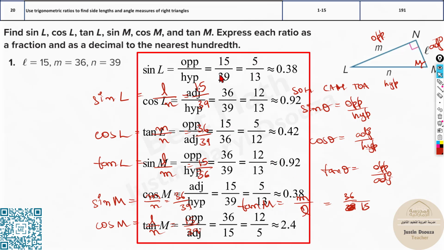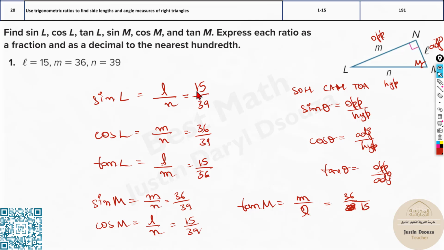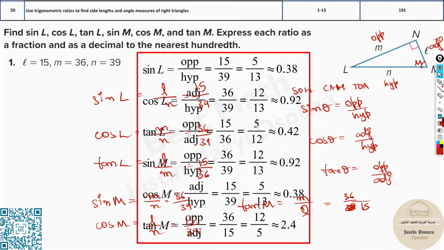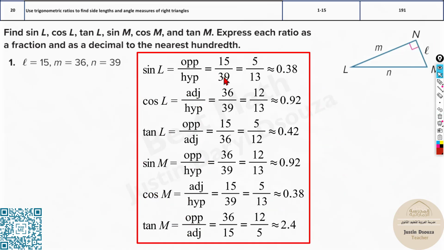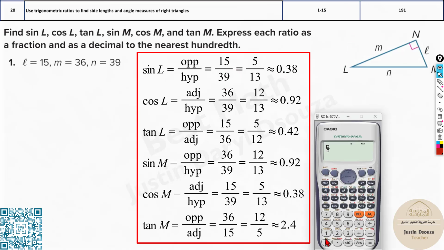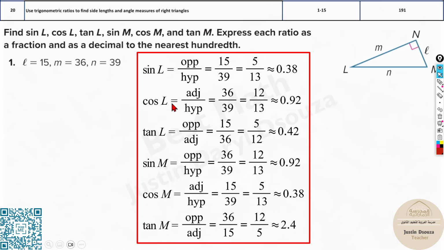Okay, now here they have written it in decimal. That's simple. All you do is put this in the calculator, 15 by 39, and press S-D. You will get the answers. Generally in your exam you might get fractions itself, not 15 by 39. It'll be simplified. Let me show you in the calculator. All you do is write this out, 15 divided by 39. So it's 5 by 13. Generally you might have this as your answer, sine L is equal to 5 by 13, or it is equal to 0.38. Same way you can do the others. So we just change this to 36 and you will get 12 by 13 or 0.92.